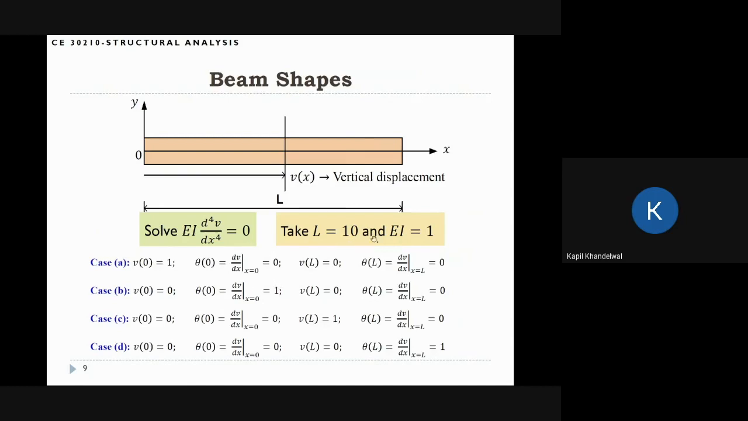For plotting purposes, I'm going to assume that EI is equal to 1, and I'm going to take L as 10, just to plot what these shapes look like. So we just have to solve this differential equation for these 4 cases, and we'll get the deformed shape, or V, for the beam. V is the vertical displacement at some coordinate x along the axis of the beam.